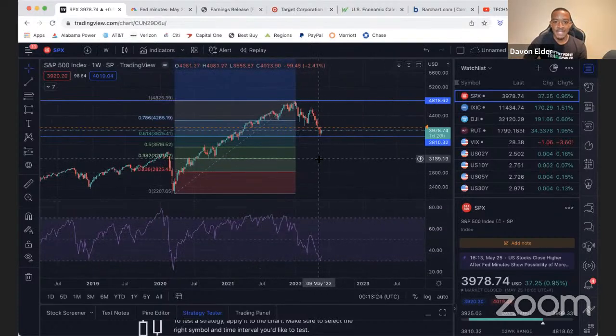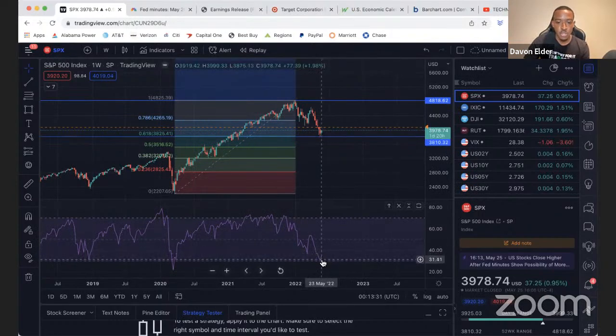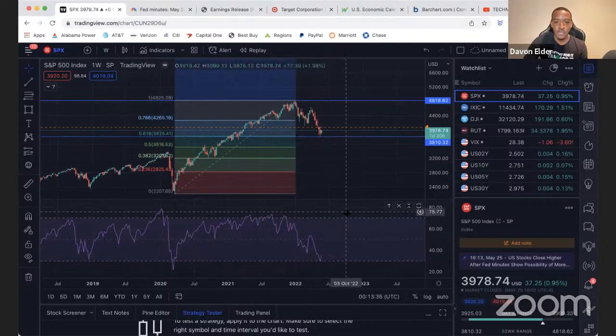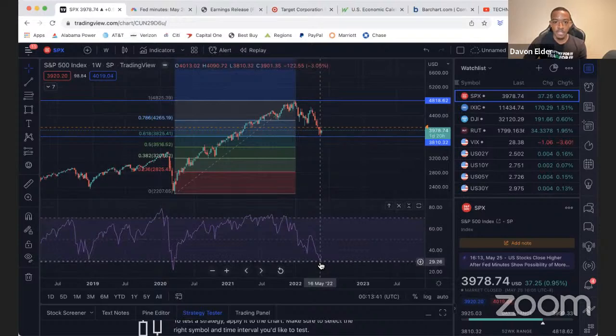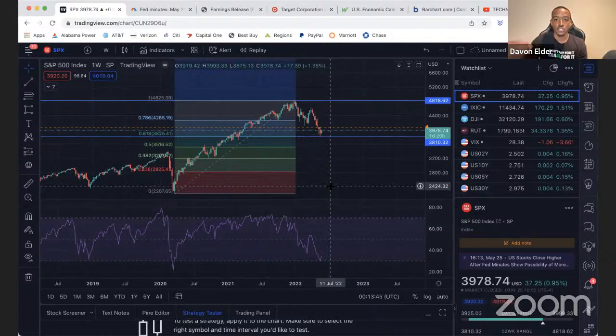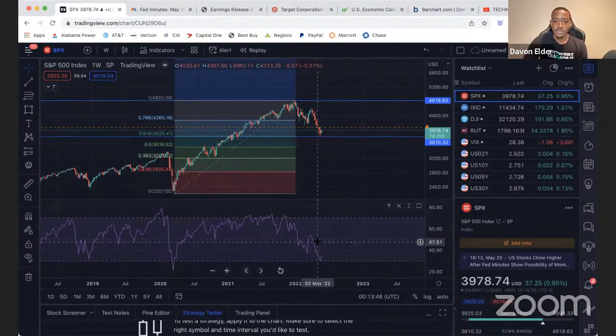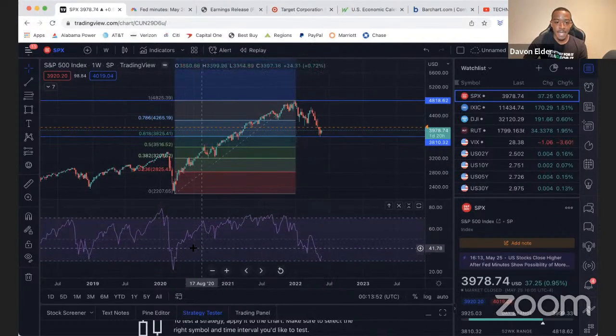When we hit that 618 fib level in combination with the previous all-time high, in combination with the 30 on the RSI indicator, look at previous times where the RSI has come down to 30. Now, this is a weekly chart, so a weekly chart is a long-term projection. The RSI has not come down to 30 that much. It came down to 30 and below 30 in COVID.